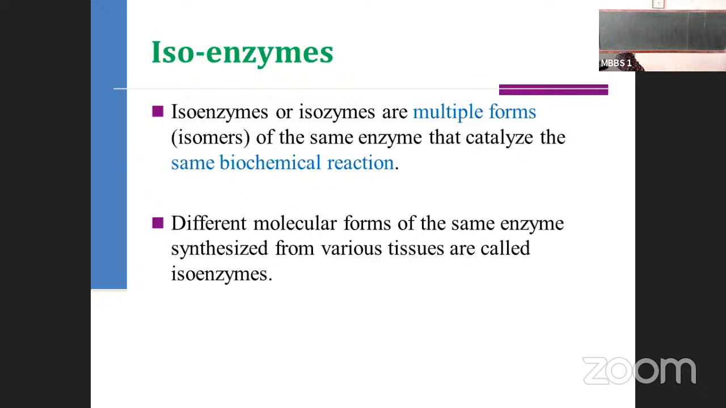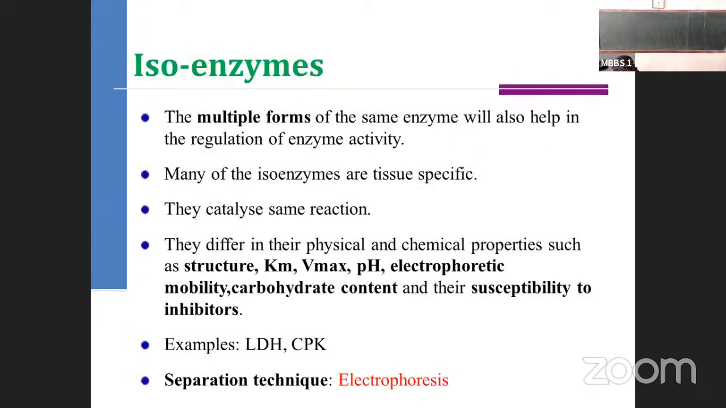The other definition for this isoenzyme is different molecular forms of same enzyme synthesized from the various tissues. The same enzyme is synthesized in heart and another form of the same enzyme is synthesized from some other organ. So they are isozymes or iso-enzymes. So how do they differ? These multiple forms of the same enzyme will help in regulation of the enzyme activity. So one of the factors in regulation of the enzyme activity is isoenzyme, because they are present in different isoforms.